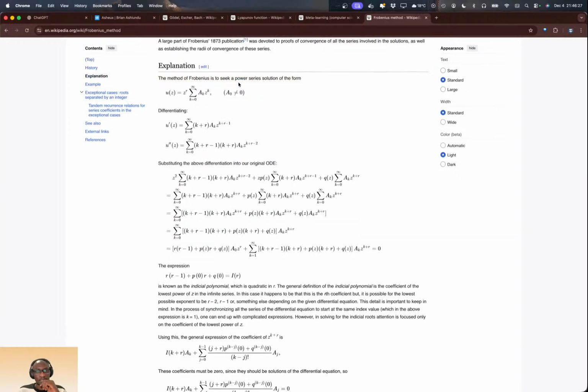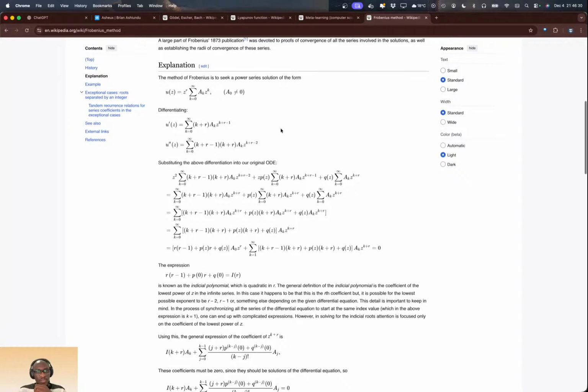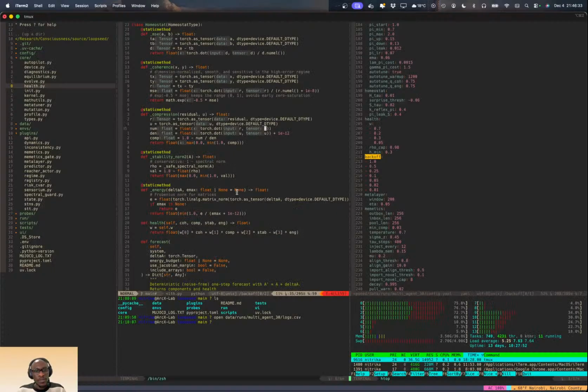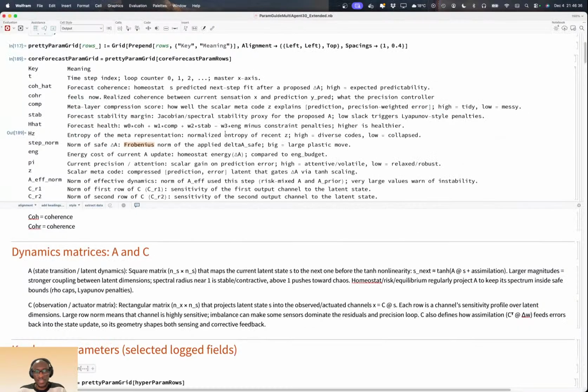The Frobenius method, named after this guy, is a method to seek a power series solution of a form. So we're using this to get a safe step norm, using delta safe. Then energy is just the cost of the current A update. We know what A is. If the current update on A costs a lot of energy, we can see that through this value of energy.